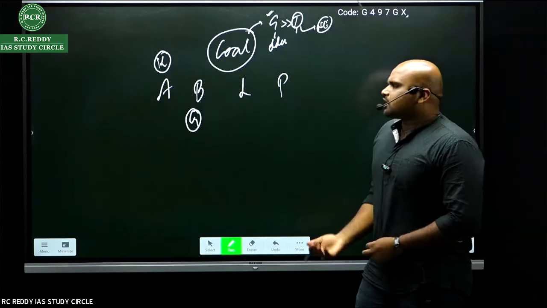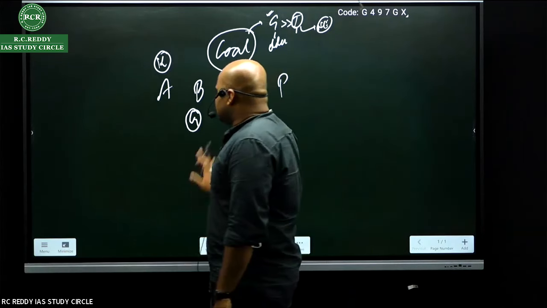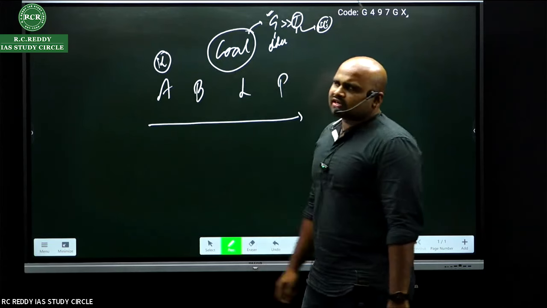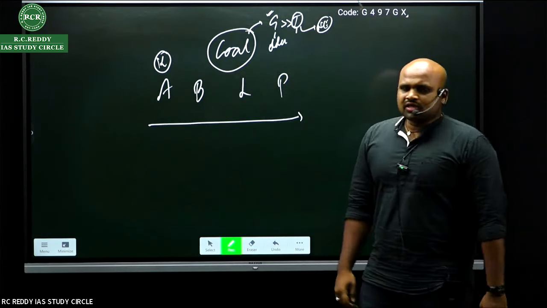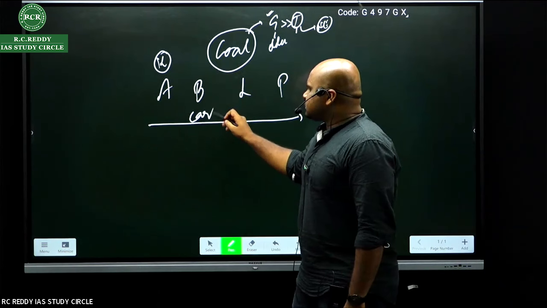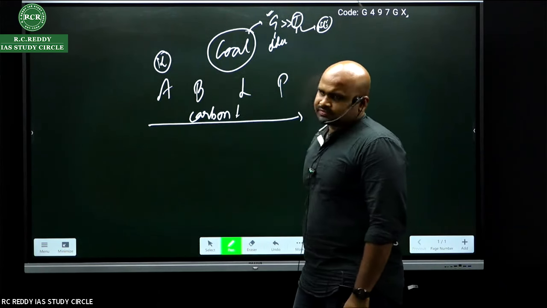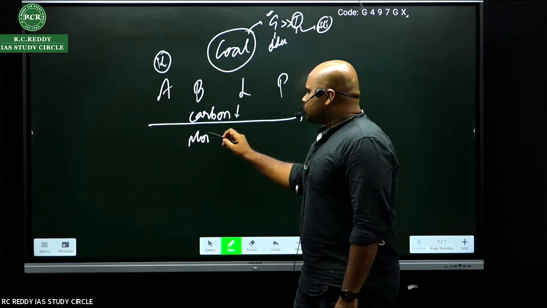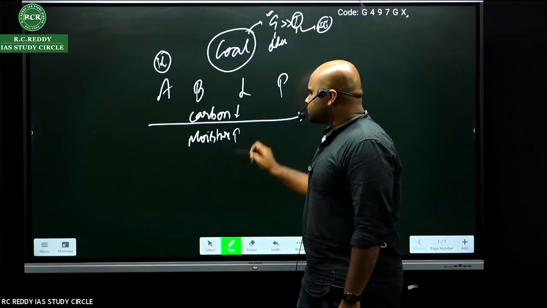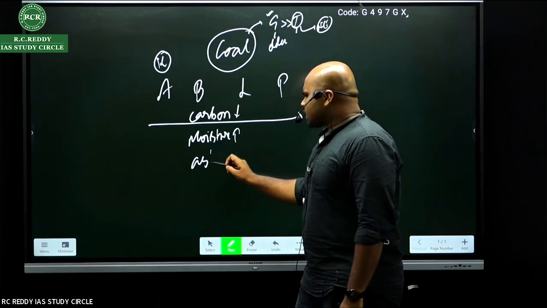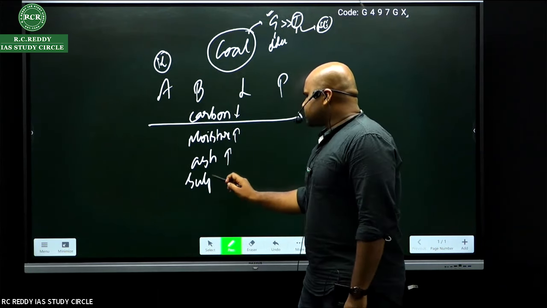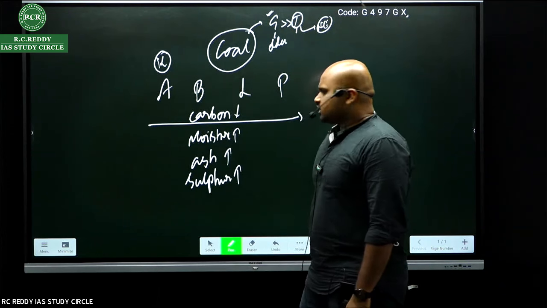And when I look at the characteristic features in the context of Indian coal, I see that certain characteristic features are going to vary across this particular region when I move from anthracite to peat. One thing is very, very definite. I see that the carbon level decreases. The amount of carbon that is present is decreasing. The amount of moisture that is present is increasing. The amount of ash that is present is increasing. The amount of sulfur that is present is increasing.